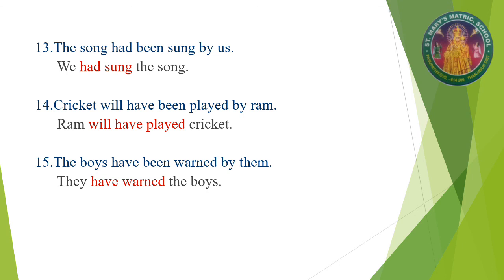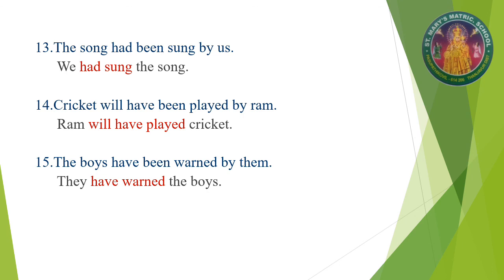So here will have been is some future perfect tense. So you have to write will as it is, have as it is. Only you have to remove been. So played, and bring down the object as a subject here. You understand?